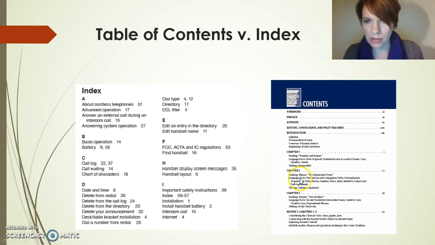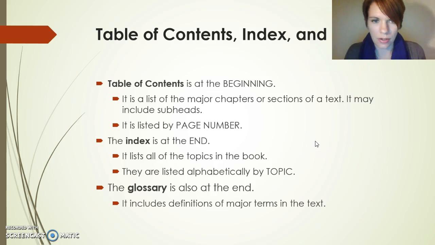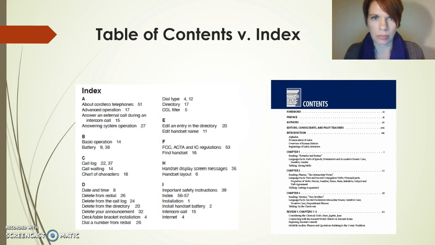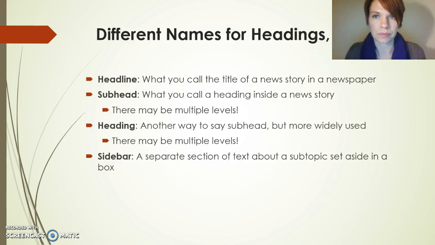Now over here, this is a table of contents. Sorry, that was my fault. It's not alphabetically by topic. It just goes in order by page number. So if you want to see what is coming up in different sections of the book, that's what that's for. So if you want to know what's coming up in your book, use your table of contents. If you want to find specific topics in the book, use your index.